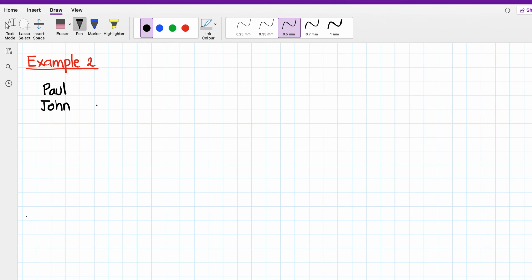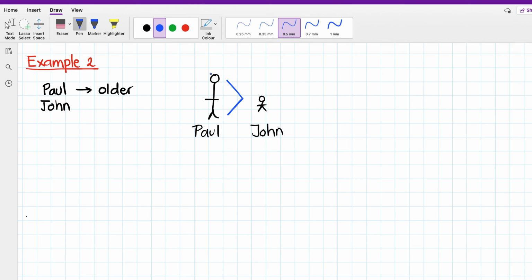Who is older? Hopefully you're saying Paul is older. So I'm actually going to draw them. If they're not adults and children, it doesn't matter, but it's going to help me visually to understand what is happening. Know that Paul is going to be older than John. Whatever age he has is going to be greater than the age John has. So we have to be very careful with that, okay?